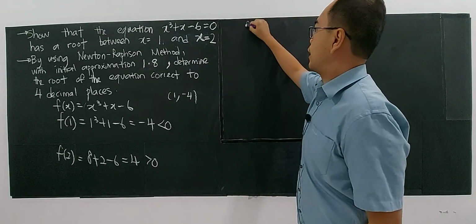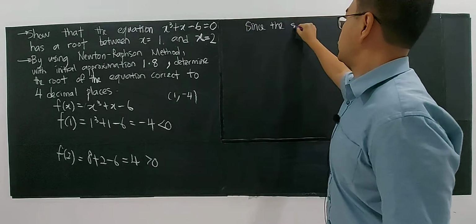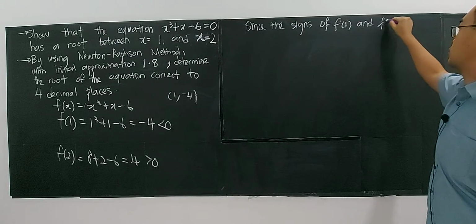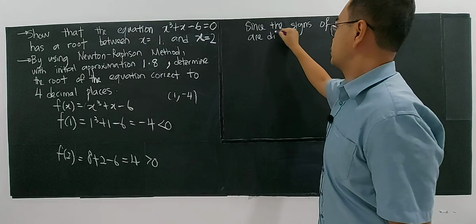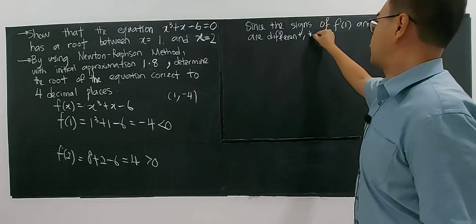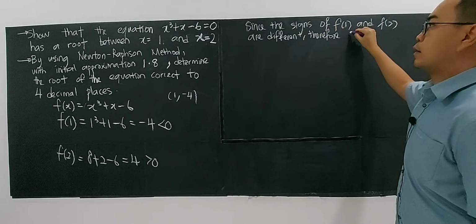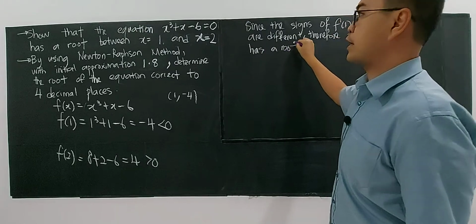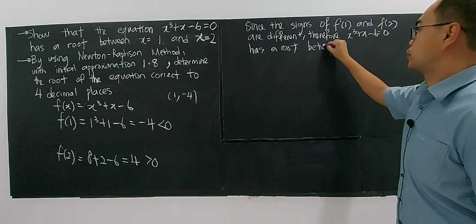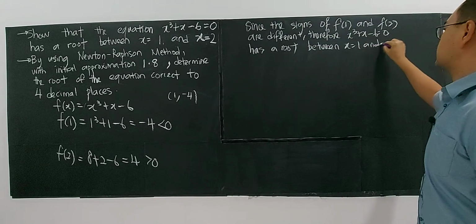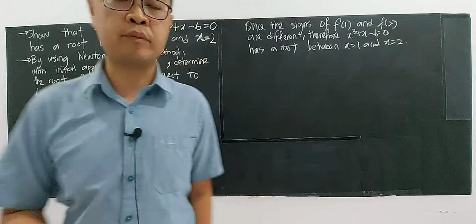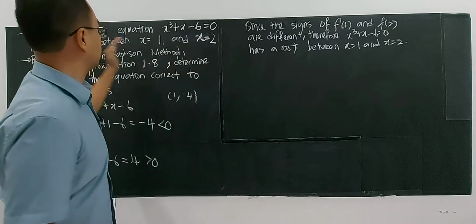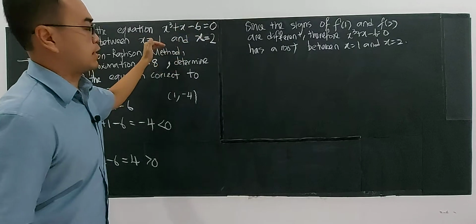You are just making a statement: since the signs of f(1) and f(2) are different, therefore x cubed plus x minus 6 equals 0 has a root. This is a verification. We need to verify first so that we know where the root is, between x equals 1 and x equals 2. The first thing a mathematician should do, if you want to find the roots of this equation, is identify the change of sign. Here they have given you the idea: between 1 and 2, there is a change of sign.